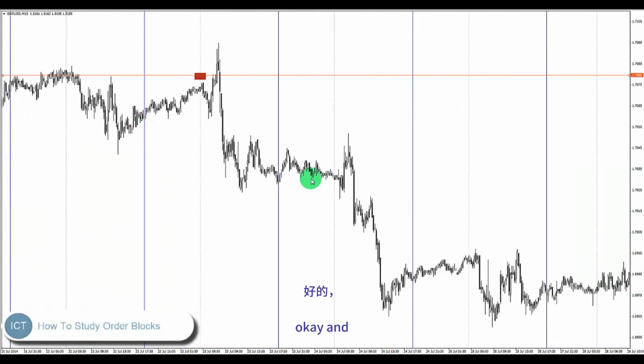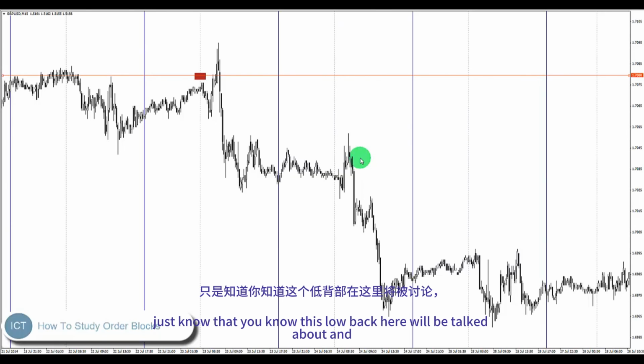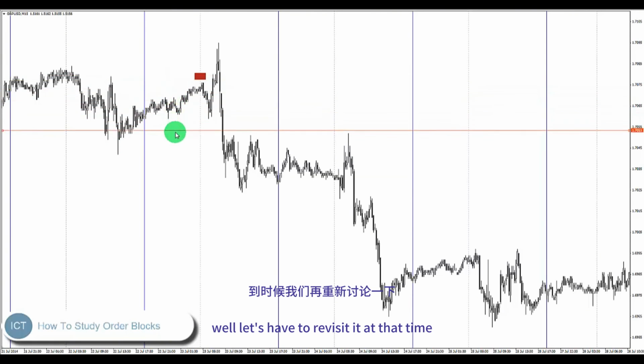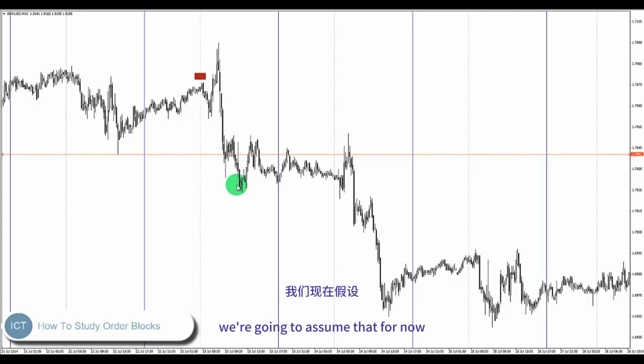Okay, and this one here, I'm tempted to go over the mitigation block, because there's a lot of examples of it in this section of market data that we're using to teach the principles that were used all throughout this year in 2014. Just know that this low back here will be talked about, and we'll just have to revisit it at that time. But for now, we're just going to say for a moment you didn't know anything about mitigation blocks. Okay, we're going to just assume that for now.